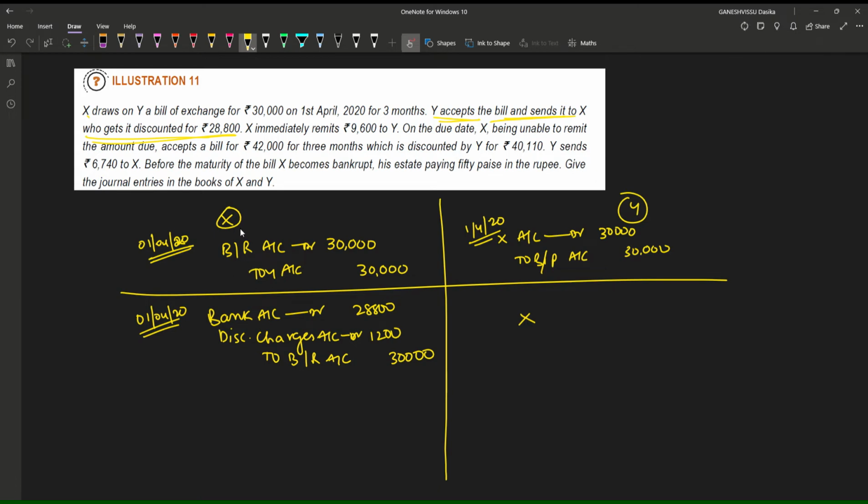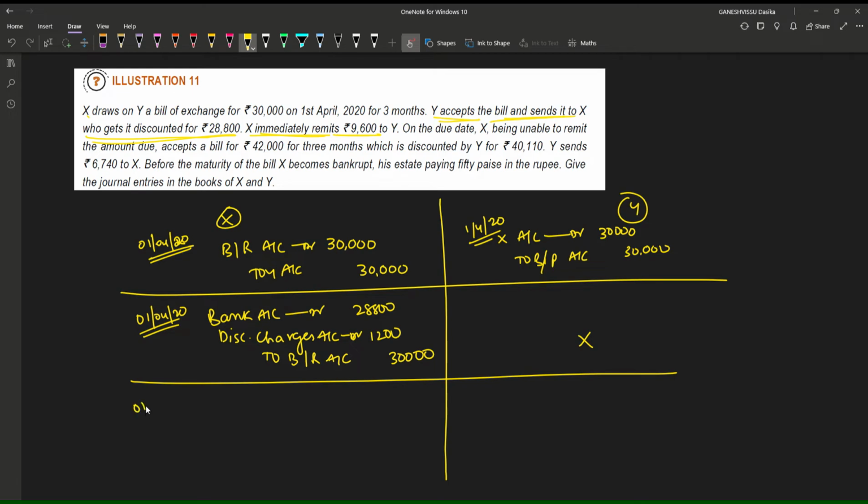X is discounting the bill with the bank. There is no relationship with Y. Now what happened here? Let us give some space here. I'm not writing any entry in order to maintain some balance. X immediately remits amount 9,600 to Y.